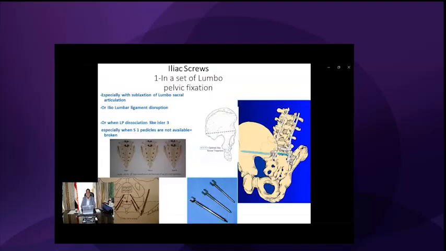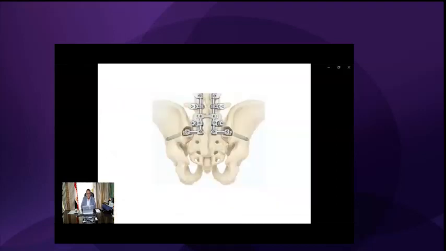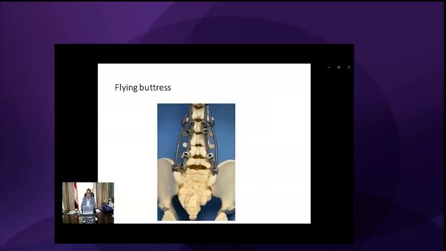The other method is lumbopelvic fixation using iliac screws, and then doing a rod like this, which is fixing the lumbar spine to the ilium. So it's buttressing the sacrum through this method of fixation. There are a lot of methods of fixation that do this same function of the lumbopelvic fixation, like this flying buttress method. And you can use both iliac screws and iliosacral screws.